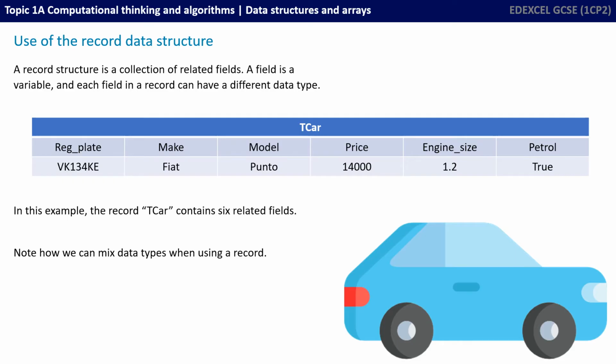So in this example, we have a record that we've called tcar containing 6 related fields. Now you could call this record whatever you want, and don't worry too much about the capital T. It's a bit of a standard convention in many languages to start the name for a record with a capital letter T. The important thing here is to see that we've mixed and matched 6 different variables and different data types and collected them together under a generic record structure that we're calling tcar.